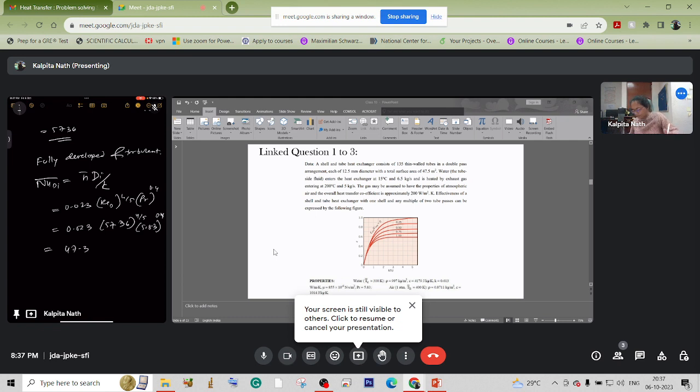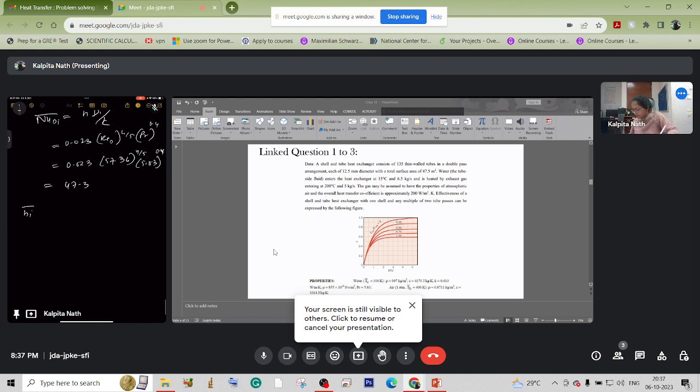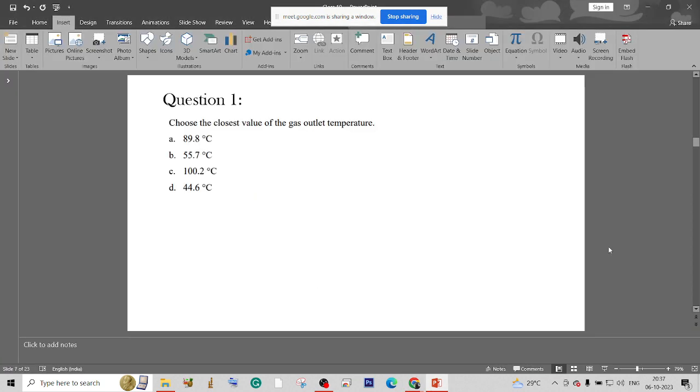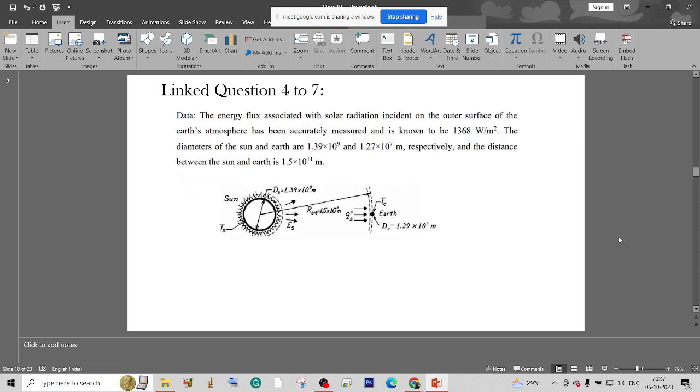So this is 47.3. The heat transfer coefficient is equal to Nusselt number times k by di, so that is 47.3 into 0.613 watt per meter Kelvin upon 12.5 into 10 to the power minus 3 meter. That will come out to be 2320 watt per meter square Kelvin. This is option D. Let's check whether this is option D or not. Yes, this is option D. Now we are done with this question. Let us proceed to the next question.